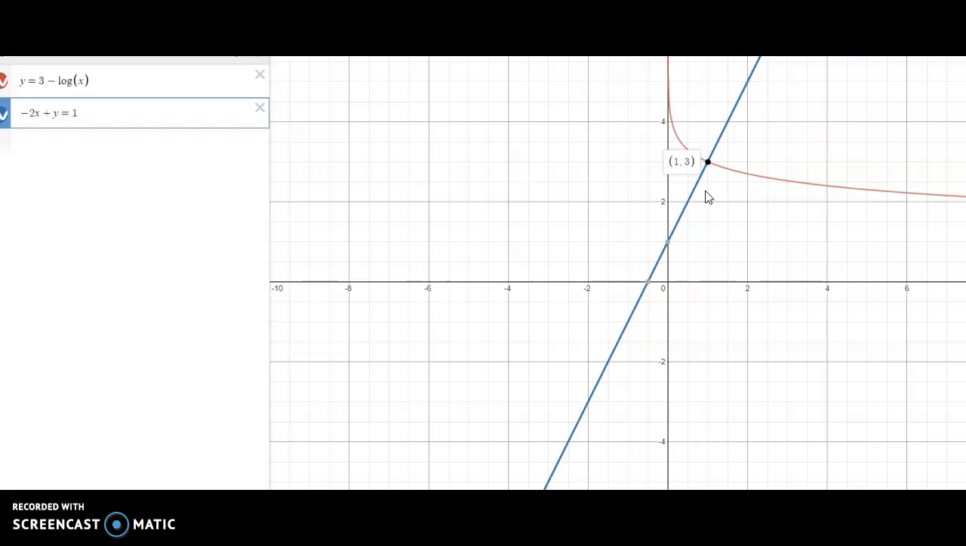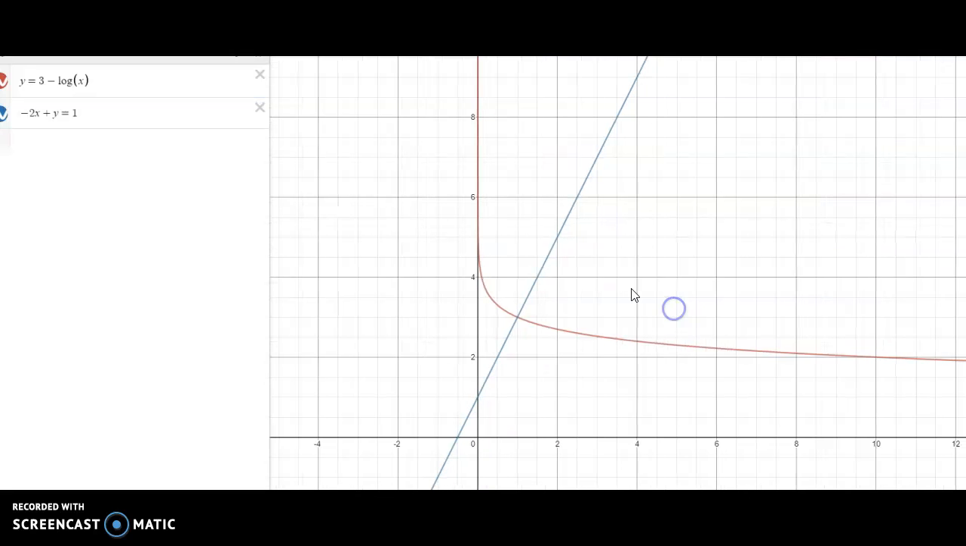And I know this is not going to have more than one solution, because if I look at the log graph, I know that this is an asymptote here, so it's not going to do anything funky on the left. And then on the right-hand side, I know this is going to decrease indefinitely, and obviously the line will not turn around and meet with this log function again. So I know this is my only solution right here at (1, 3).